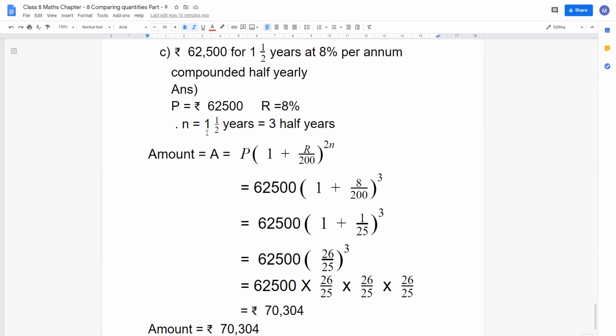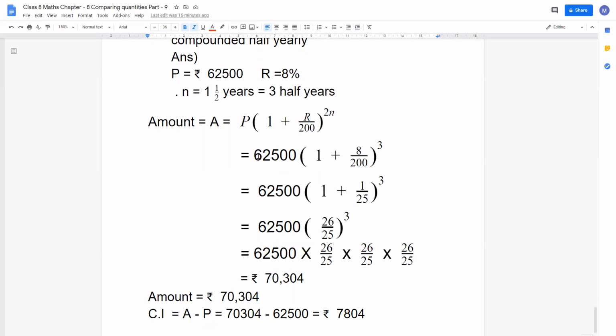We know that in 1 year, how many half years are coming? 2 half years. So 1.5 years means how many half years are there? 3 half years. Okay. So N equal to 3 half years. So here the half yearly formula we have done. I have taught you the half yearly formula. What is the difference in the formula? Amount A equal to P into 1 plus R upon 200, whole raised to 2n. 2 places, 2 coming. So R upon 200 and whole raised to 2n. So that formula we have directly taken and we can substitute.